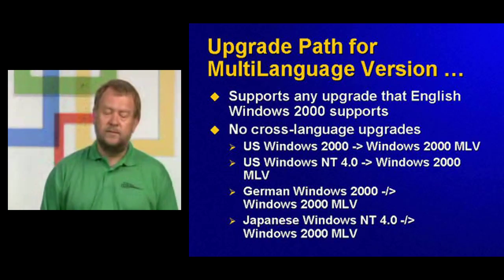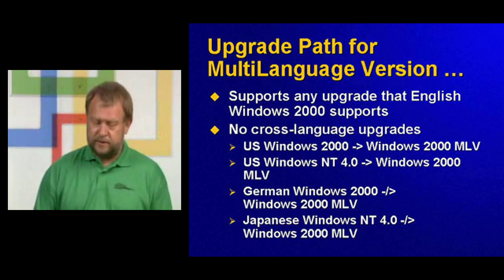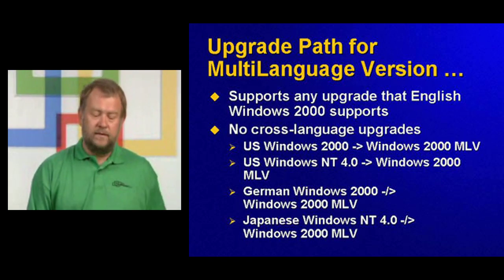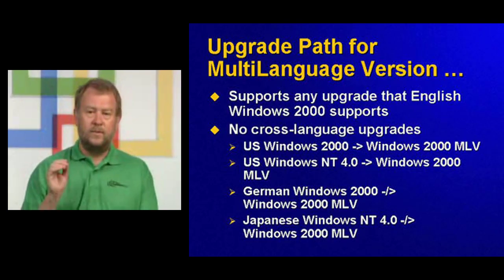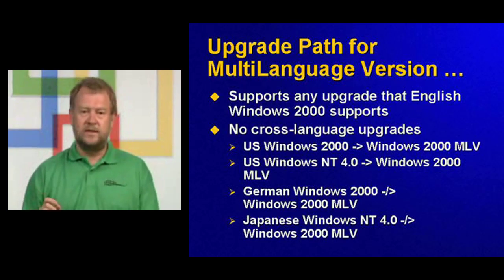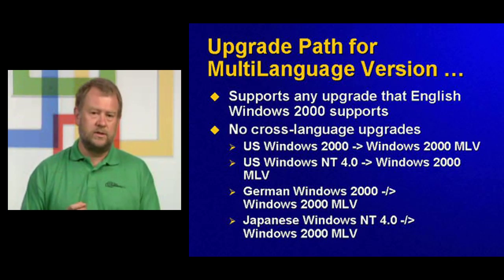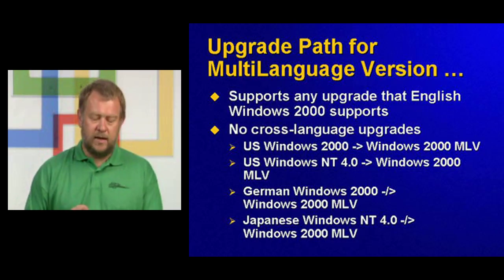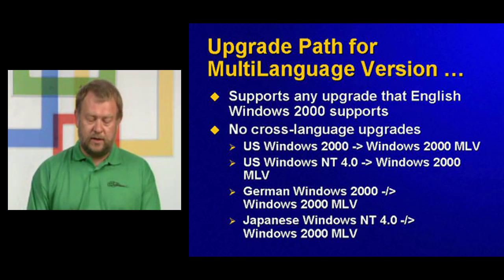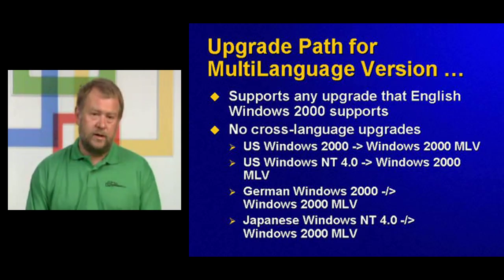So when it comes time to upgrade, what are the upgrade paths that are available to you? Basically, for the multi-language version, you can upgrade it in any way that you can upgrade the English version. And what this means is, and this is sort of the bad news, there's no cross-language upgrade possible. You cannot upgrade from German Windows 2000 to the multi-language version of Windows 2000, for example, or Japanese Windows NT4 to a multi-language version of Windows 2000. You have to upgrade from US NT4 or US Windows 2000 to the multi-language version.